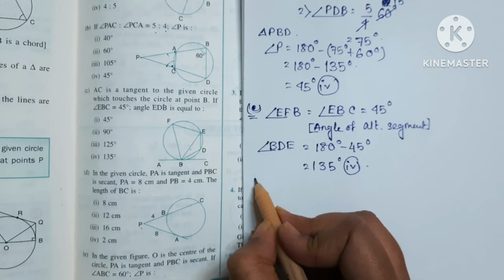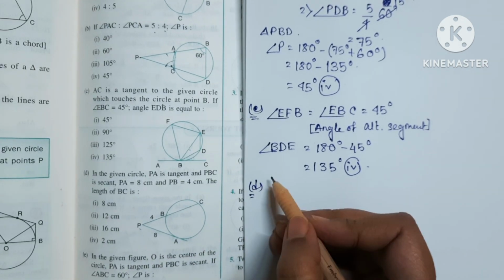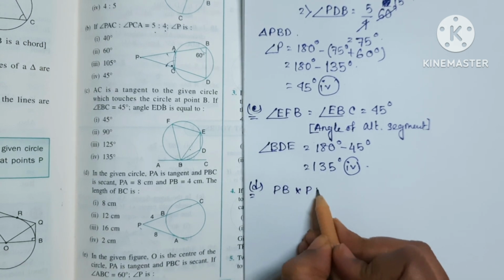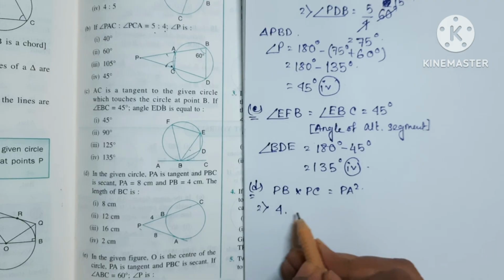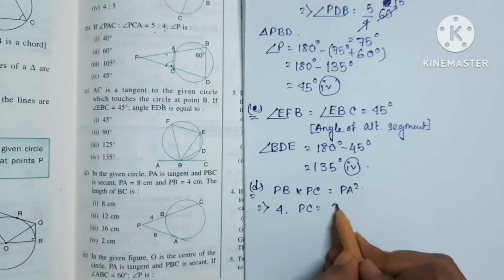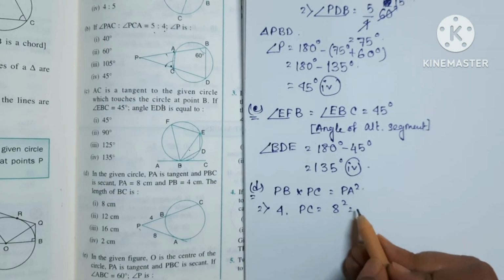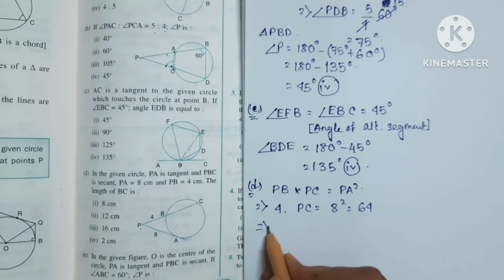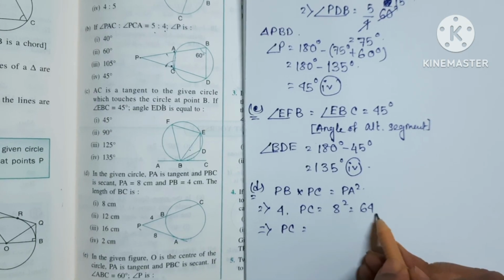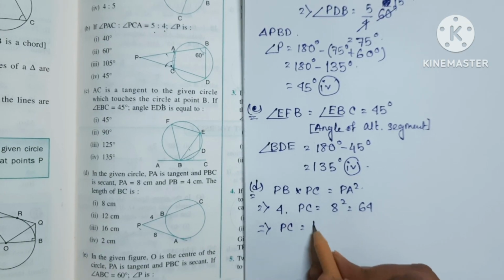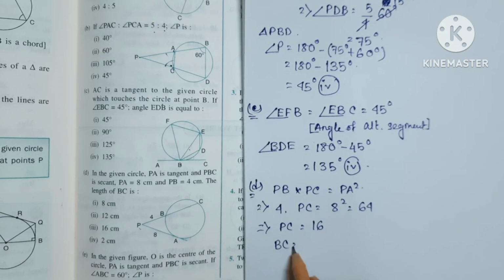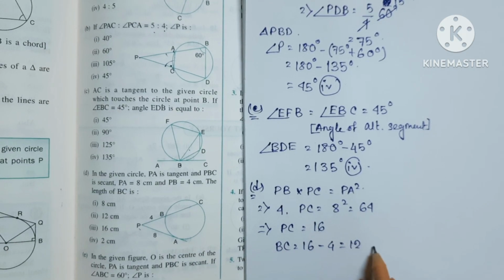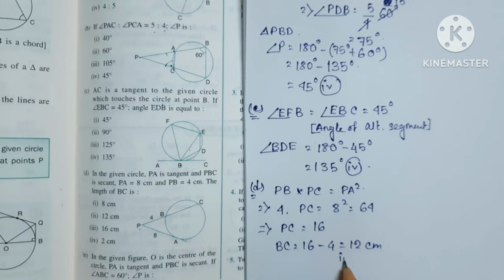Now you have theorem 14, the last one: PB into PC is equal to PA square. Here PB is 4, PA is 8, so PA square is 64. That means PC is equal to 64 by 4, so PC is 16. PB is 4, so BC is 16 minus 4, that is 12 centimeters. So option 2 is the correct answer.